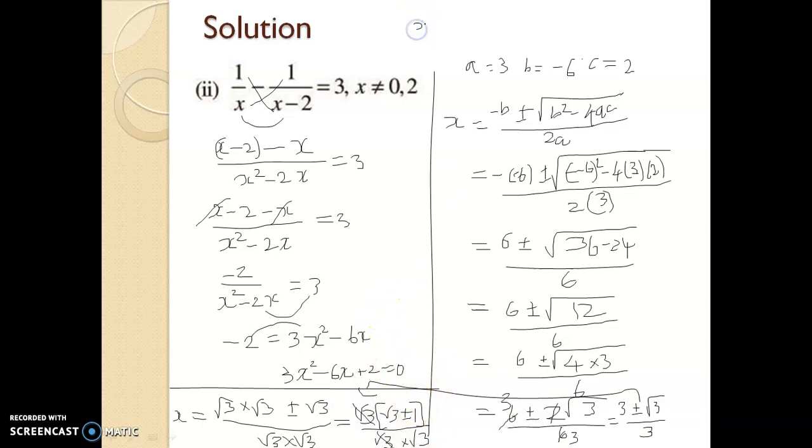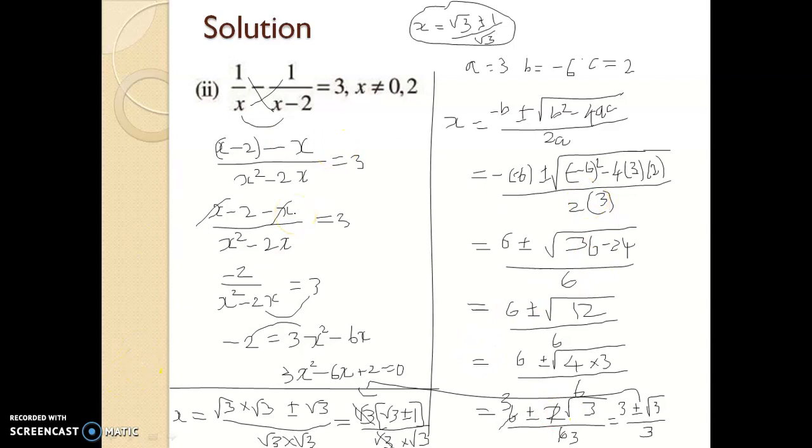x equal to root 3 plus or minus 1 divided by root 3. Okay, so that is the solution of this quadratic equation. Or you can leave here itself, that is 3 plus or minus root 3 by 3. Okay, so that is better.